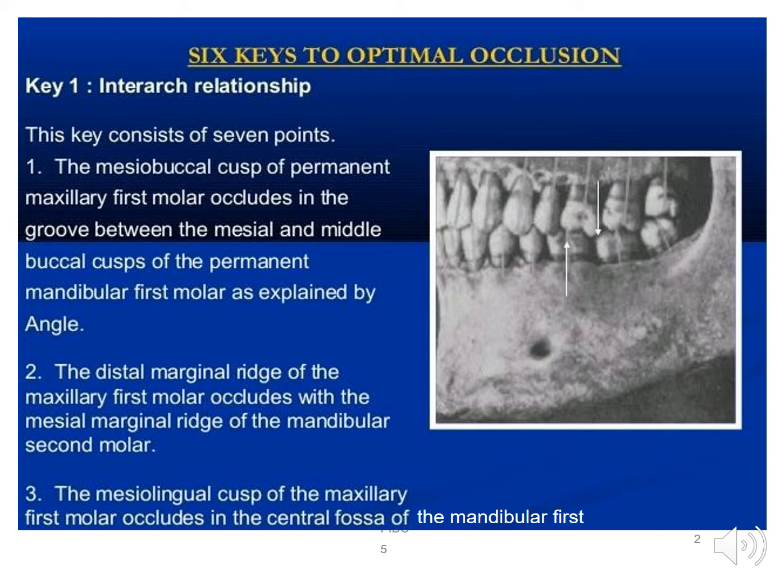Key number 1 is inter-arch relationship. This key consists of 7 points. The first one, the mesiobuccal cusp of the permanent maxillary first molar occludes in the groove between the mesial and middle buccal cusps of the permanent mandibular first molar, as explained by Angle. Second, the distal marginal ridge of the maxillary first molar occludes with the mesial marginal ridge of the mandibular second molar. Third, the mesiolingual cusp of the maxillary first molar occludes in the central fossa of the mandibular first molar.